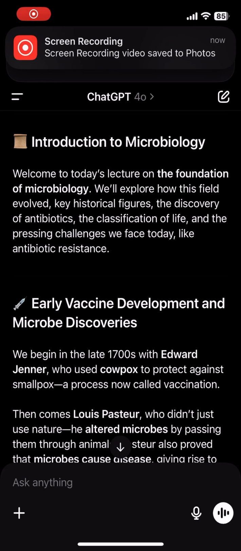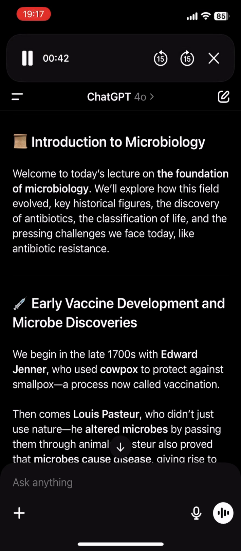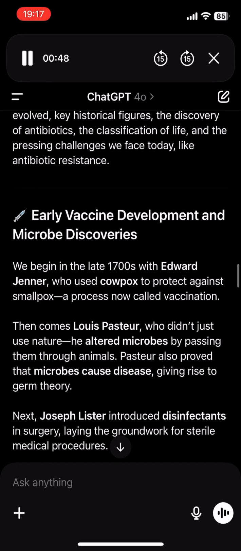Antibiotic resistance. Early vaccine development and microbe discoveries. We begin in the late 1700s with Edward Jenner, who used cowpox to protect against smallpox, a process now called vaccination. Then comes Louis Pasteur, who didn't just use nature, he altered microbes by passing them through animals. Pasteur also proved that microbes cause disease, giving rise to germ theory.